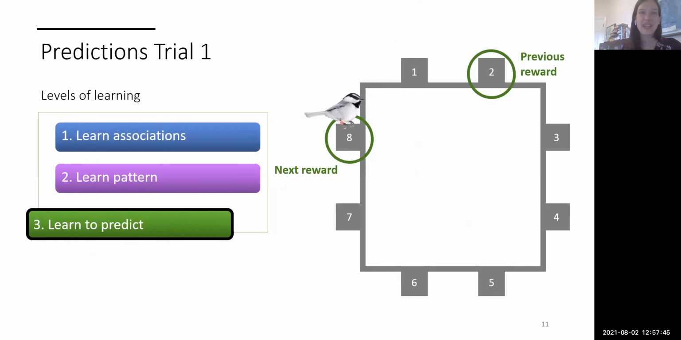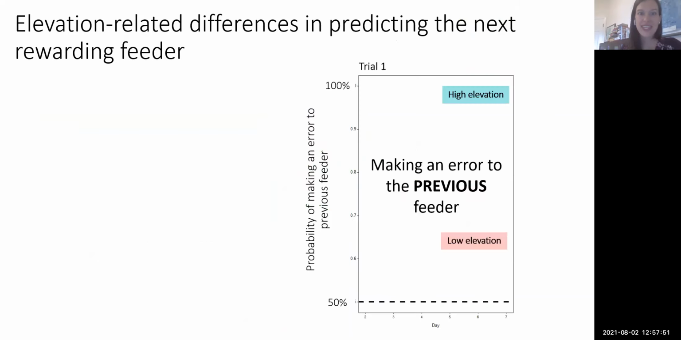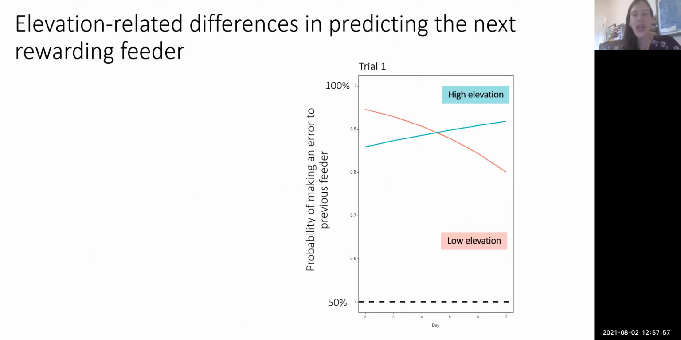In addition to this, we would expect that the probability of them visiting the old feeder at all would be decreasing across the experiment. So if we look at this data, on the x-axis we have the number of days. On the y-axis, we have the probability of making an error to the previous feeder. And we do see that at low elevation, there is a significant decrease across the days of the experiment. This is only about 20%, but it is significant and does suggest that birds are learning to predict and are less likely to go to that previous feeder.